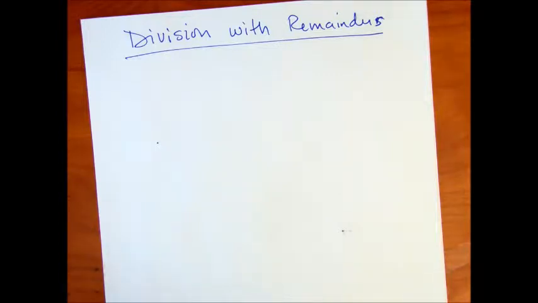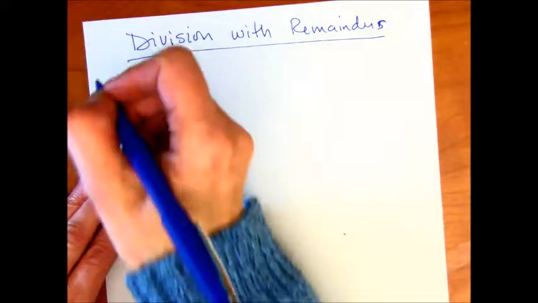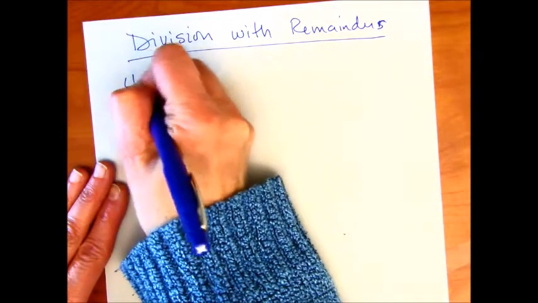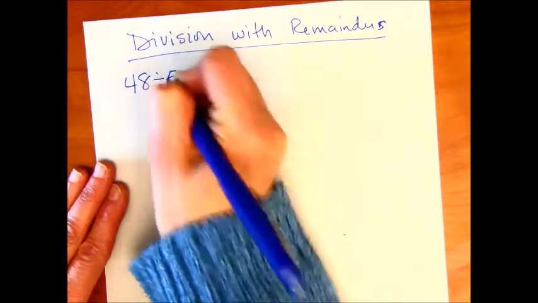But when we get to fractions and decimals, I'm going to show you how to divide and make your leftover or your remainder into either a fraction or a decimal. Okay, let's get started. Let's start with 48 divided by 5.